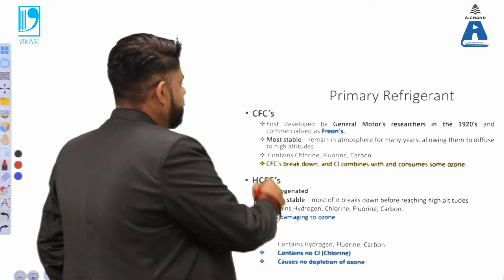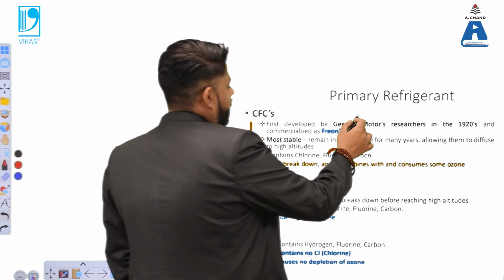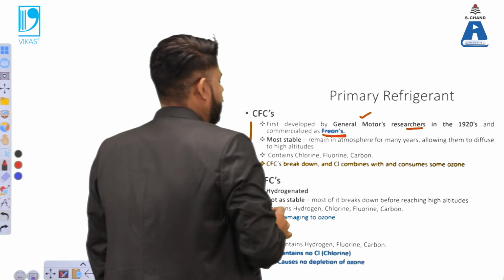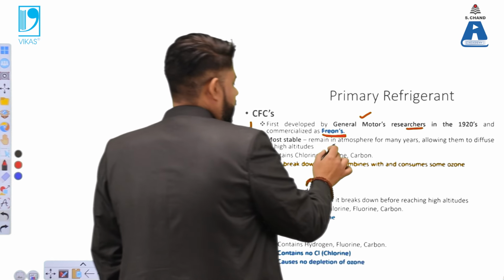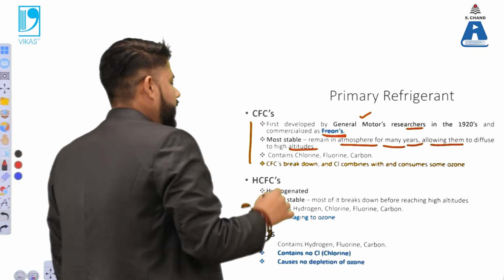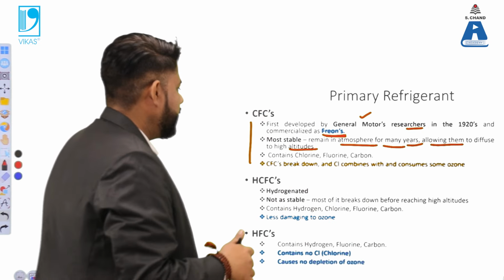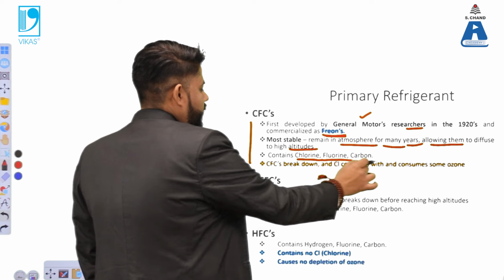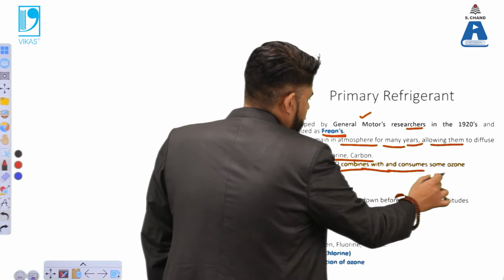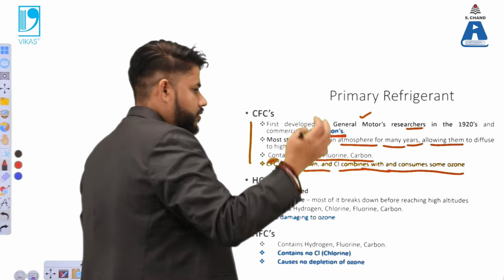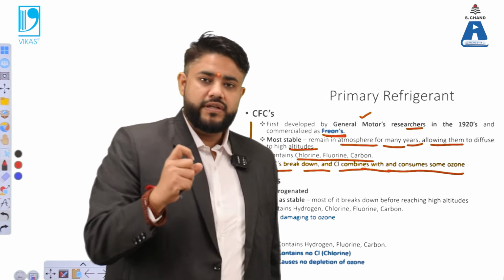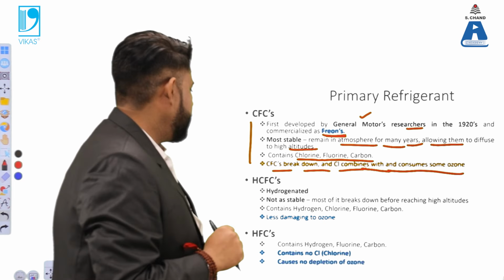Chlorofluorocarbons were developed by General Motors researchers in the 1920s and commercialized as freons. They are very stable and remain in the atmosphere for many years, allowing them to diffuse to higher altitudes. They contain chlorine, fluorine and carbon. So CFC breaks down and the chlorine combines with and consumes some ozone. Because it consumes ozone, ozone depletion is one of the major problems of CFCs.